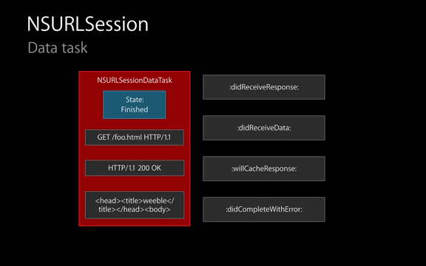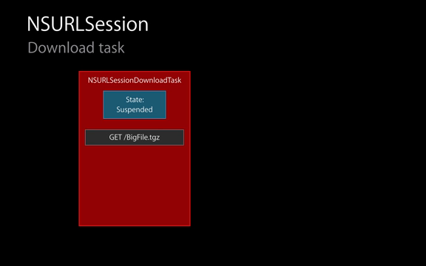A download task works very similarly. You create a download task. In this case, you reference some file that you're going to get. And it starts doing its work as soon as you send it the resume message. So it goes to running, and it will periodically call didWriteData. It'll tell you, yes, I'm making progress on this download as it's going.